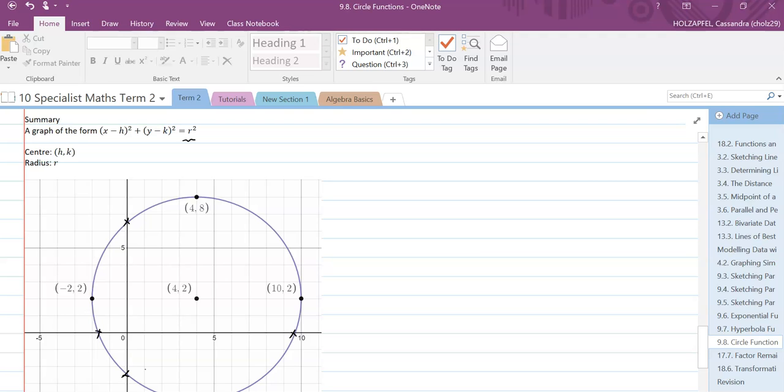So that's how we find equations from a circle, and that's how we draw circles using the transformations.